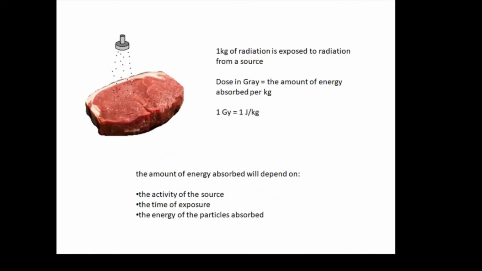Well, to do that, we have to define, first of all, dose. Now, there's two units for dose. There's Gray and sieverts. If we have a look at Grays first, a Gray is basically a joule per kilogram. If you have 1 kilogram of body tissue and it absorbs 1 joule of energy, then that is a dose of 1 Gray. So 1 Gray is 1 joule per kilogram. The amount of energy absorbed will depend on the activity of the source, the time of exposure, and the energy of the particles.